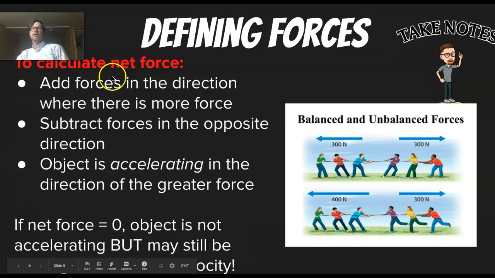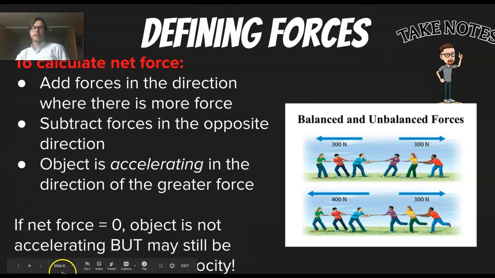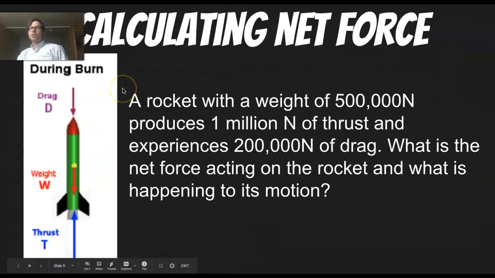So here's how we calculate net force. We add forces when there's more than one force in the same direction. We subtract if they're in the opposite direction, and then we just determine that it's accelerating in the direction of the greater force whenever it's unbalanced. So if net force is 0, that means they're balanced. The object is not accelerating. Its motion is not changing. But again, remember, it may still be moving at a constant velocity. Something that is already moving at a constant velocity that gets affected by balanced forces is still going to move at that constant velocity.